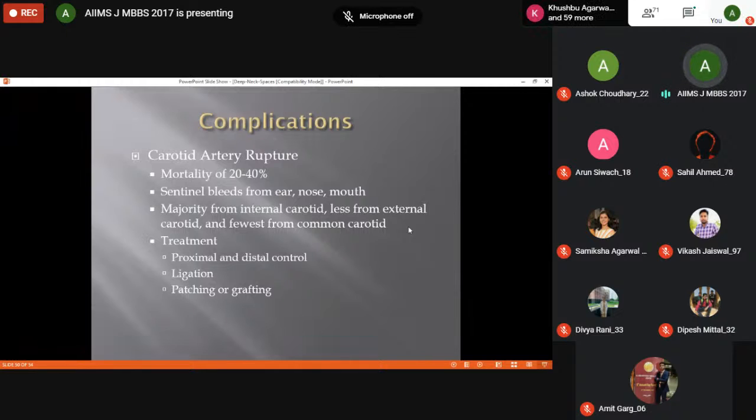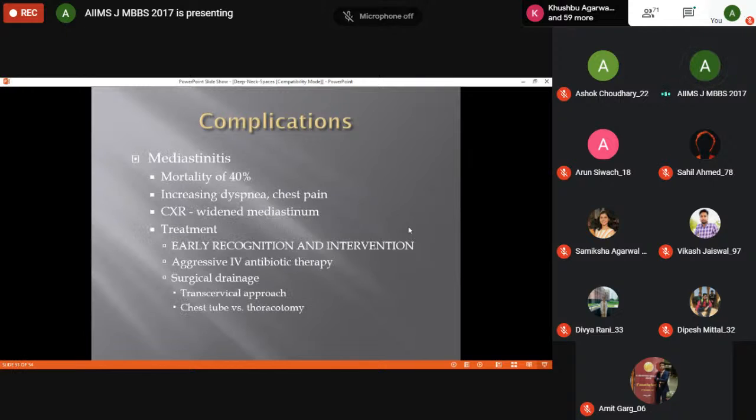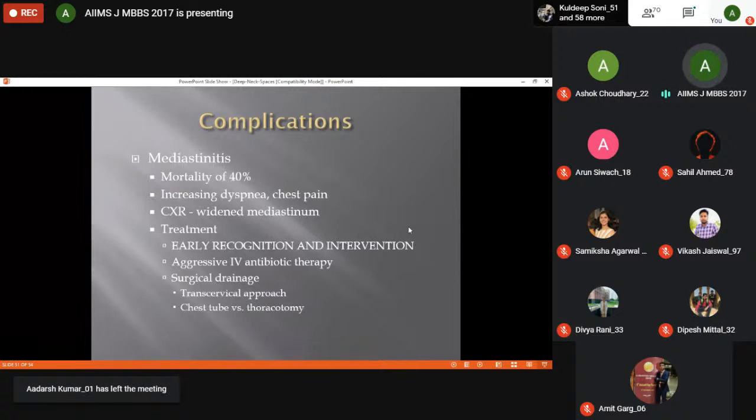As you know, carotid artery rupture will lead to sudden death. Then there is a complication like mediastinitis. The mortality rate is very high, 40%. There is increased dyspnea and chest pain. On chest X-ray, you will see a widened mediastinum. Treatment is early recognition and intervention. This is the most important thing.